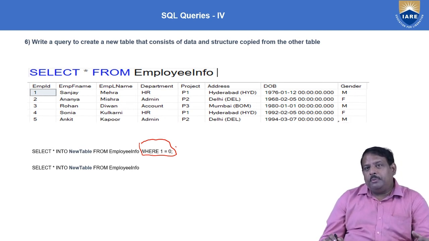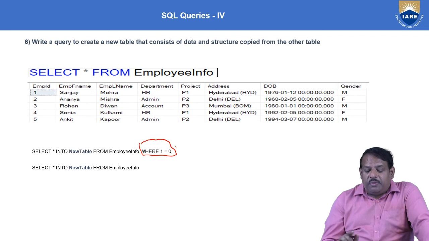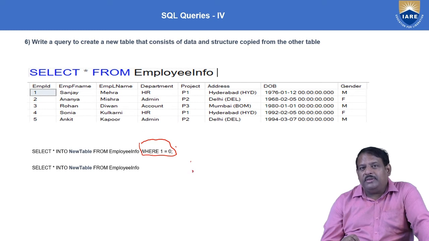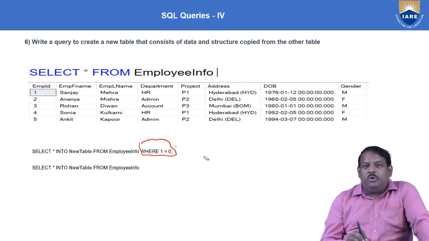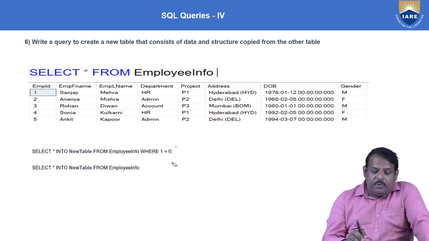Suppose you want to do some manipulations on a DB. Instead of directly doing it on the main table, first you use this temporary table or this new table as your trial data. You do your modifications. Once you think it is fine, then you can apply the same changes on the main table. Okay, this is the into command.